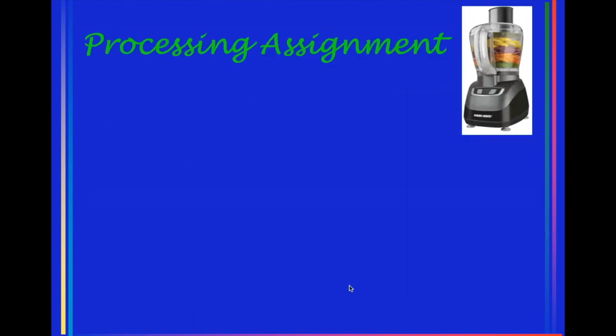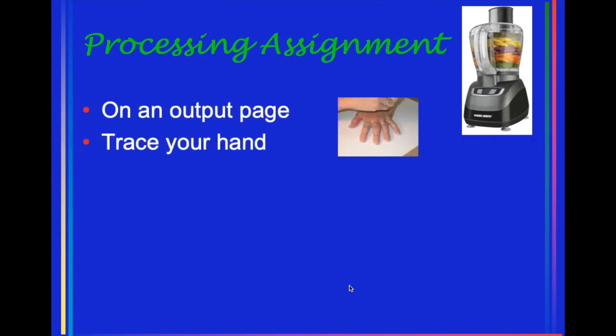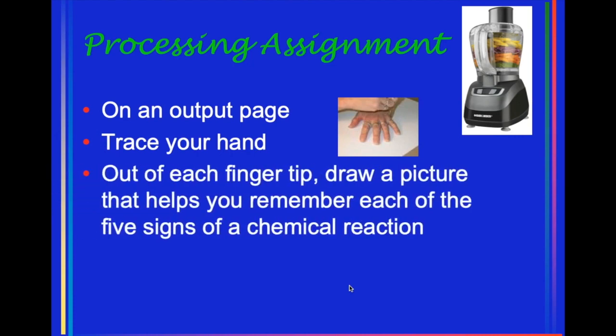All right, so the next thing I want you to do real quick, kind of to make sure you remember these 5 signs of a reaction because they're so important in the lab. I don't want you to have to just look them up. I want you to know them. So on an output page, I'd like you to trace your hand with 5 fingers. Out of the tip of each finger, draw a picture that helps you remember the 5 signs of a chemical reaction. So draw a picture that represents gas given off, light change or light given off, color change, temperature change, precipitate. So just some picture or symbol to help you remember it.